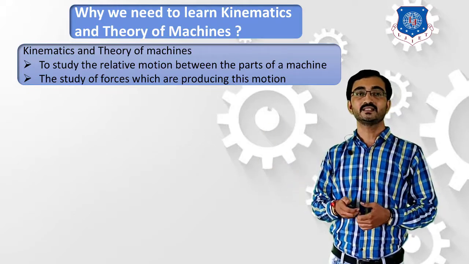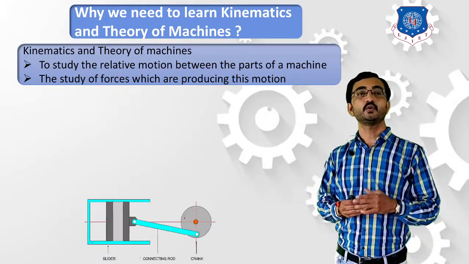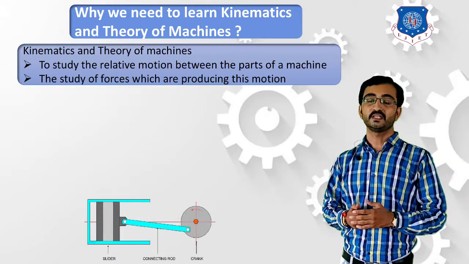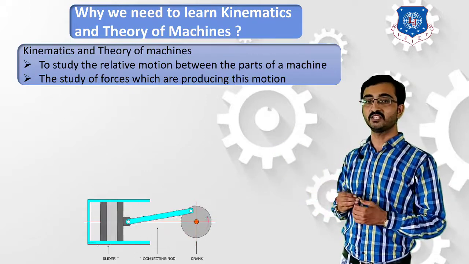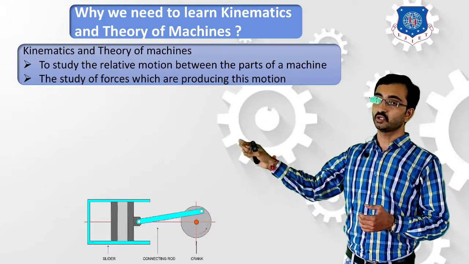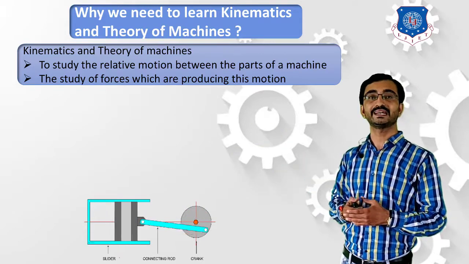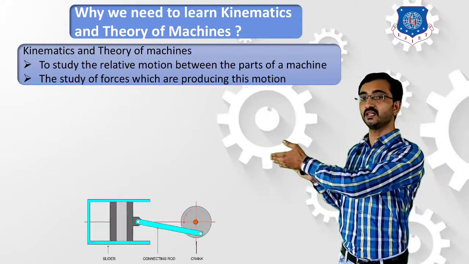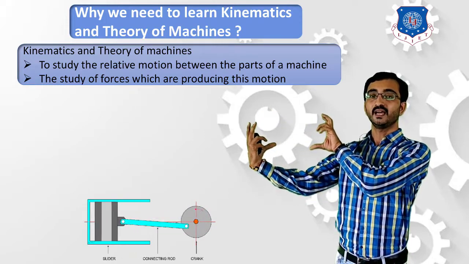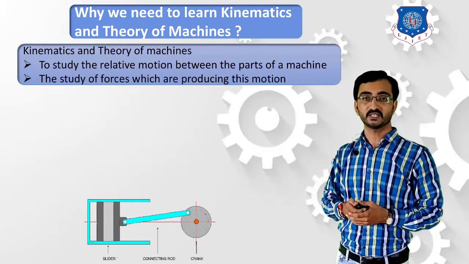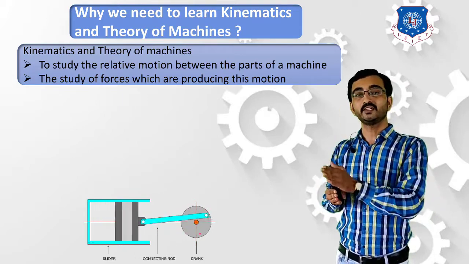motion. Let's understand this with one example. In this diagram you can observe a reciprocating IC engine. This topic you have learned in your second semester. This is a basic diagram of a reciprocating IC engine. Here, the first component which is rotating is known as a crank. The second component which is oscillating is termed a connecting rod, and this connecting rod is connected with the component which reciprocates inside one fixed frame known as a cylinder, and the reciprocating component is known as a piston.